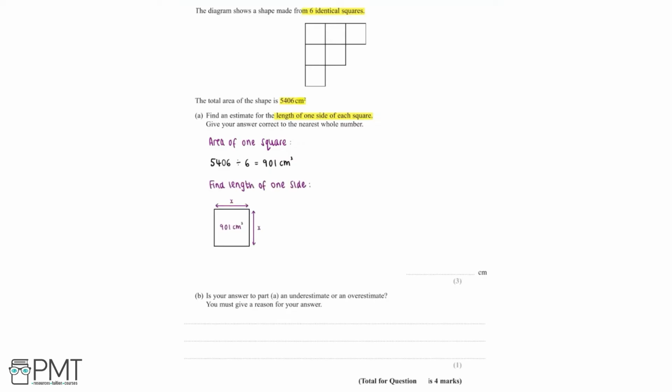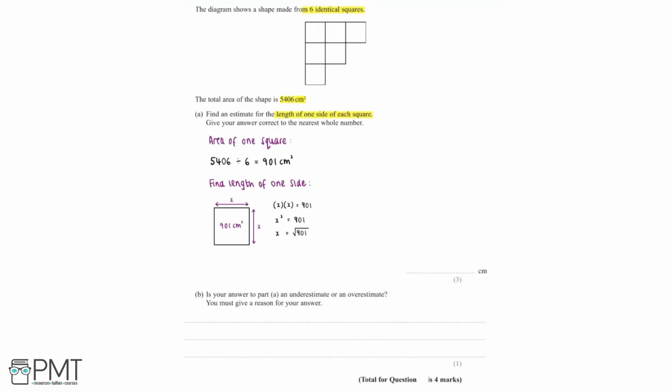Now in a square, every side is equal, and so the length and the width are equal. We know that the area of the square is 901 centimeters squared. We can say that the length is equal to x and the width is equal to x. The area of a square is equal to the length multiplied by the width, and so we can say that x multiplied by x is equal to the area, which is equal to 901 centimeters squared. x multiplied by x can be written as x squared, and so x squared is equal to 901.